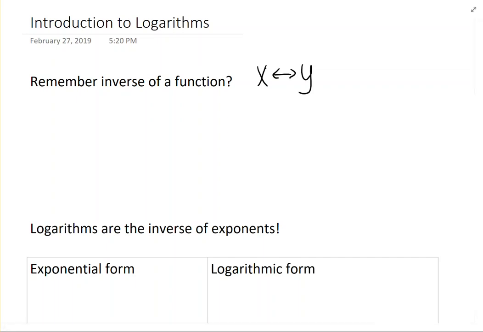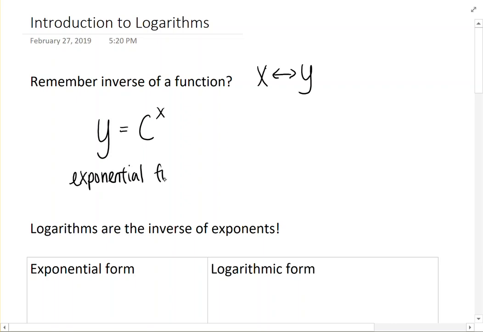So in the last chapter, we looked at this particular function, y equals c, which is a base, to the x, and this was called the exponential function, or exponential functions. Now, when we look at the inverse of this, we're going to switch the x and the y, so now it's going to be x equals c to the y.